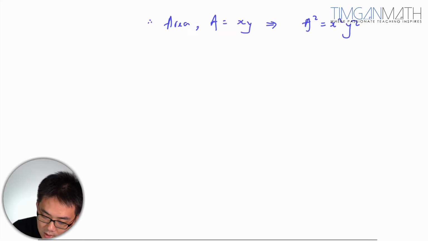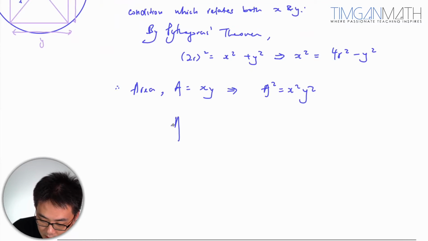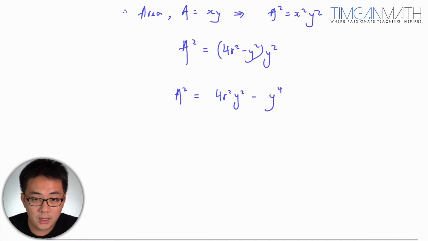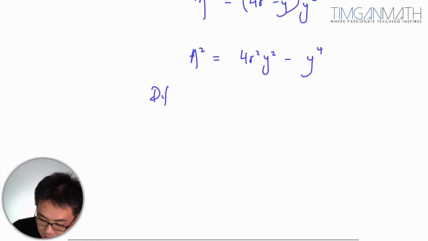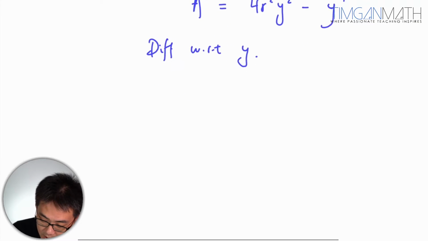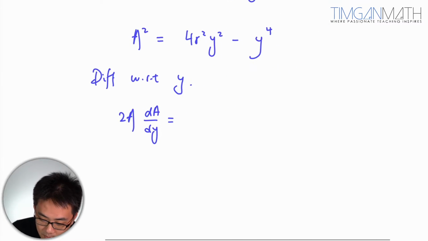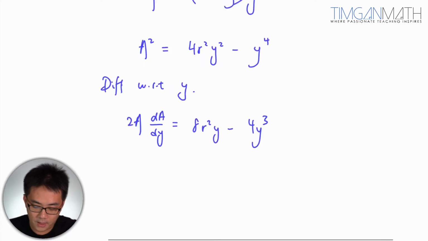So in this case, A squared equals x squared y squared. So generally I will get A squared equals 4r squared minus y squared, times y squared, and this would be A squared equals 4r squared y squared minus y to the power 4. Okay, this is a pretty nice one. So differentiate with respect to y, it doesn't matter because now your variable is in terms of y. So 2A dA/dy equals 8r squared y minus 4y cubed, since r is a constant.